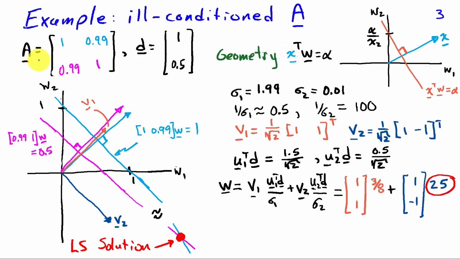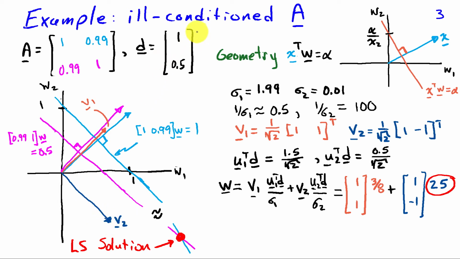Taking the SVD of the matrix A, I find that the largest singular value, sigma 1, is 1.99. The smallest one, sigma 2, is 0.01, and therefore 1 over sigma 1, which is what plays a role in solving the least squares problem, is approximately 0.5, while 1 over sigma 2 is 100. You can find that V1 is 1 over the square root of 2 times the vector 1, 1. So that's this vector in orange that splits the difference between the two rows of A. And then the vector V2 is orthogonal to V1, and I've drawn that down here as V2.